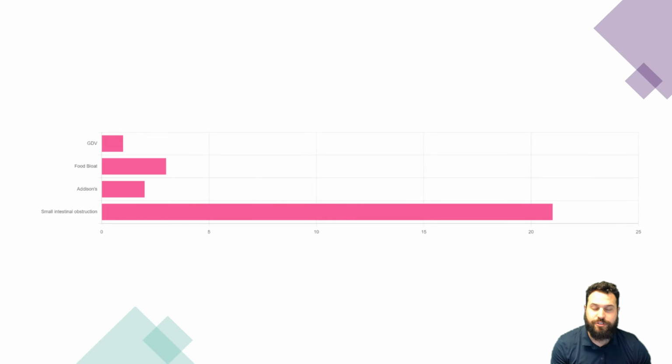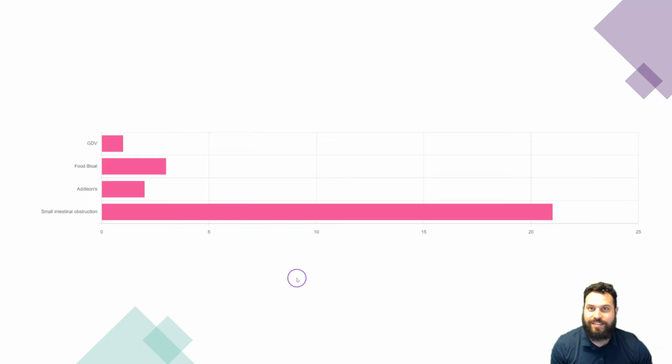So our readers actually took a look, and this was a really challenging one, as we can see. GDV, which is actually the correct answer in this instance, which is a little bit tricky, I fully admit, got the least number of votes. Only a couple people said GDV. Small intestinal mechanical obstruction had the largest number of folks. A couple people said food bloat. A couple people are looking at hypoadrenocorticism.